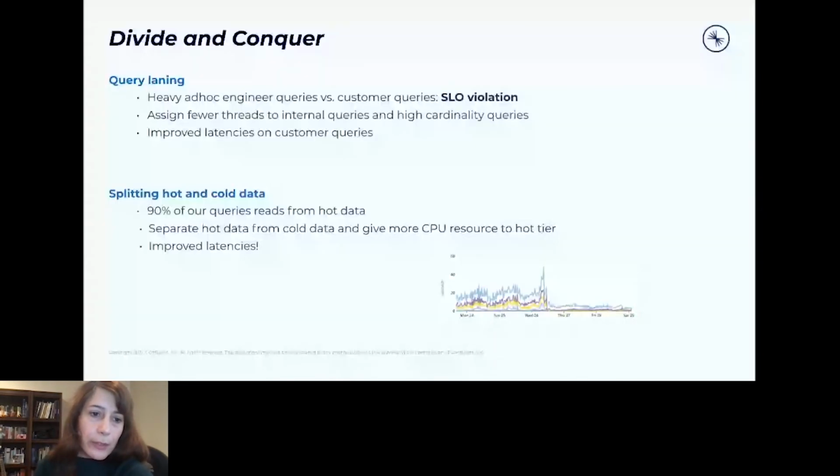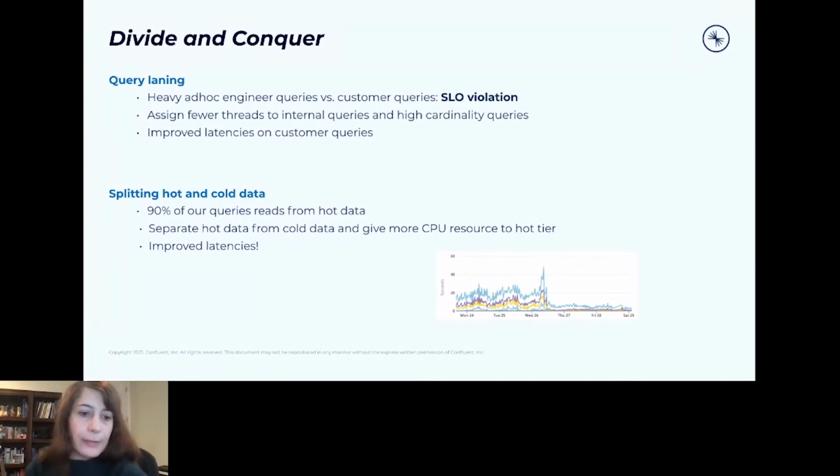So the first one is query laning. As Xavier mentioned, we have internal queries coming from engineers versus customer queries that have some SLO on them. We don't want these heavy diagnostic queries to interfere with the customer queries. So we assign fewer threads to internal queries and also to some heavier high cardinality queries. And this improved the latencies on customer queries a lot.